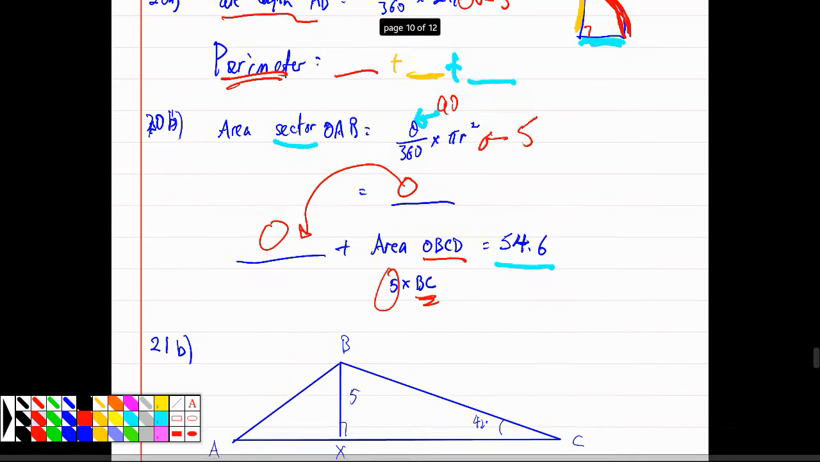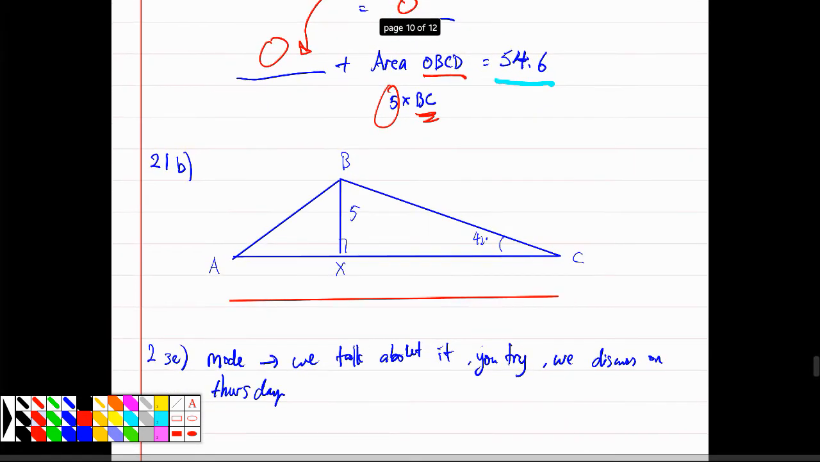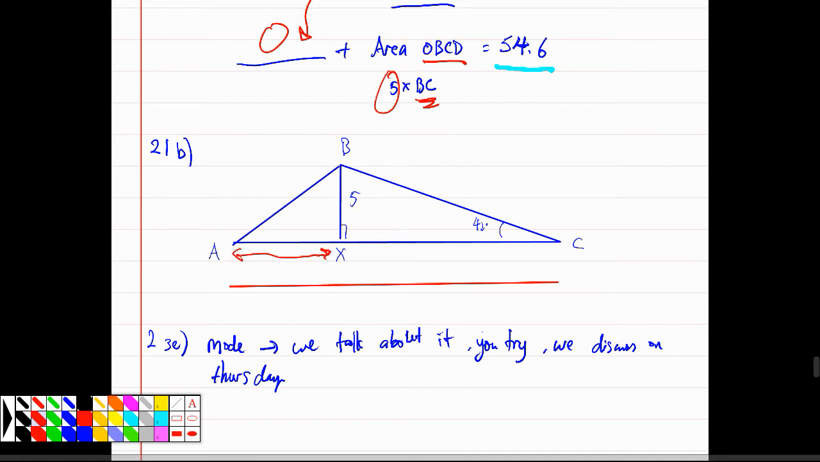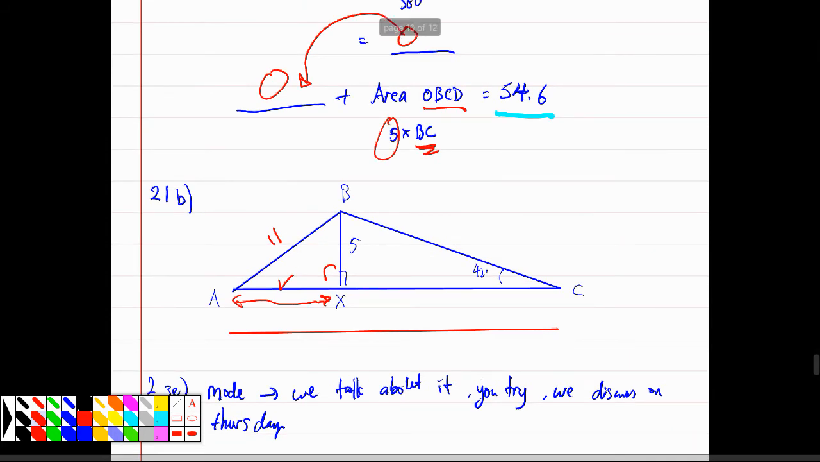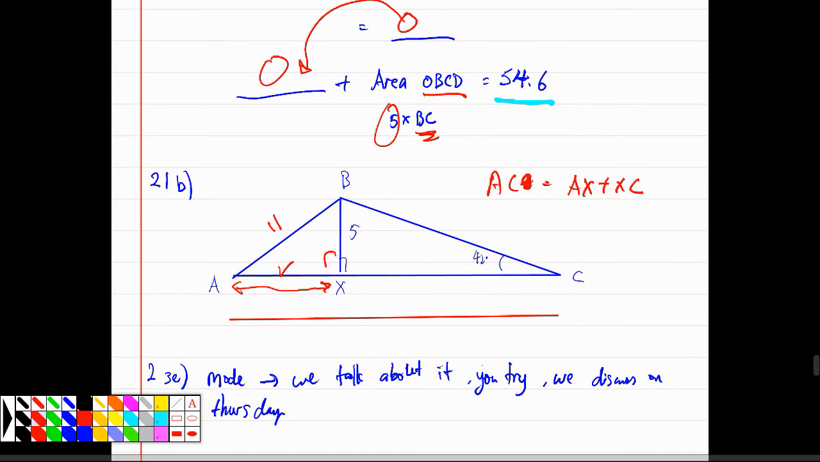Okay, next one, question 21. AX. So I want to find this distance. Simple, right? This is a right angle, so Pythagoras theorem will solve this. Then AC. Isn't AC equal to AX plus XC? So how do I find this? You like sine rule, right? So with sine rule, I find this angle, and sine angle over length is equal to sine angle over length. Go and try.